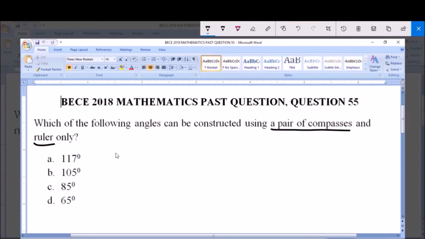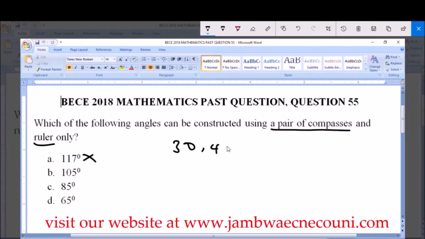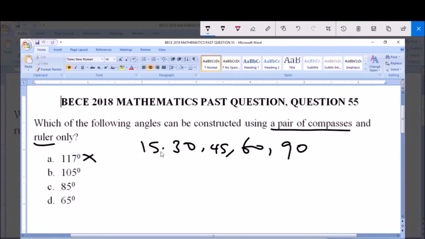Now A here says angle 117 degrees. Now angle 117 degrees cannot be constructed using a pair of compasses and ruler only. Like you know the basic angles. The basic angles are the 30, 45, 60, 90. Now you see these angles, 15 also is part. These angles can be constructed with a pair of compasses and ruler only, and also by summing these angles together you can get other angles that can be constructed using a pair of compasses and ruler. But 117 degrees here cannot be gotten by summing any of these, so it is wrong.